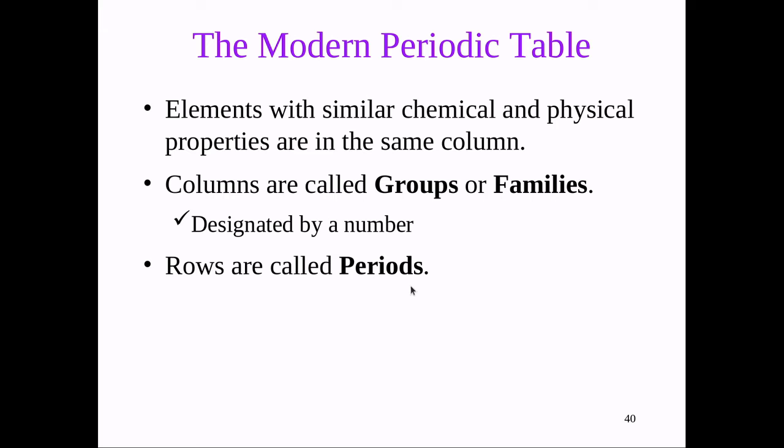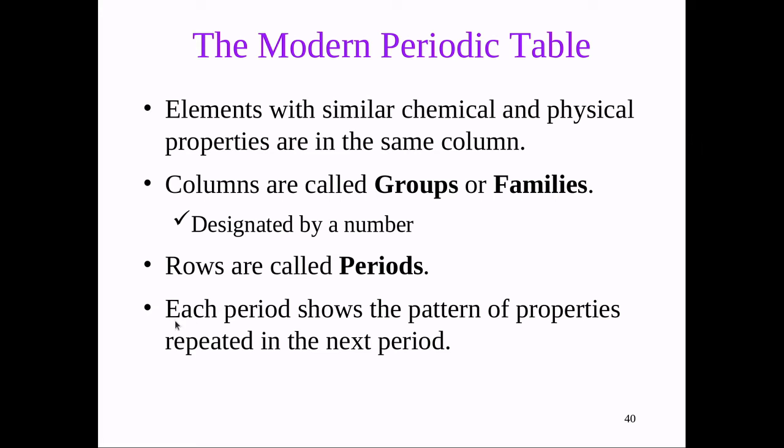The rows are called periods, and they also have a number. And each of the periods shows a pattern of properties repeated in the next period. So we're going to see a set of properties in one period, and then we're going to go down and across again, and we're going to see the same pattern of properties repeated.